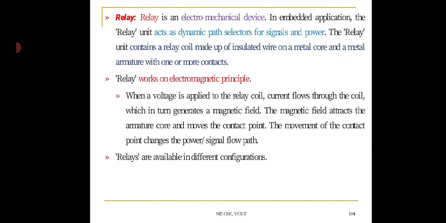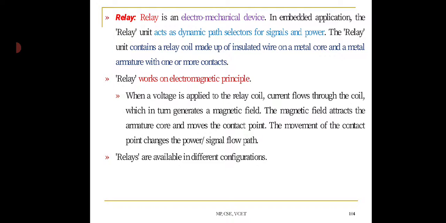Next, relay. Relay is an electromechanical device in embedded applications. The relay unit acts as a dynamic path selector for signals and power. The relay unit contains a relay coil made up of insulated wire on a metal core, with one or more contacts. Relay works on the electromagnetic principle.